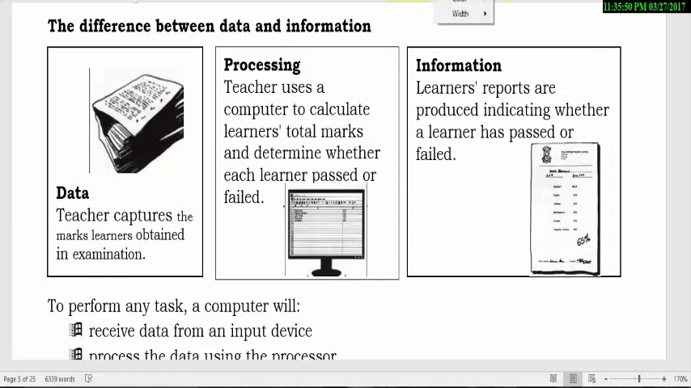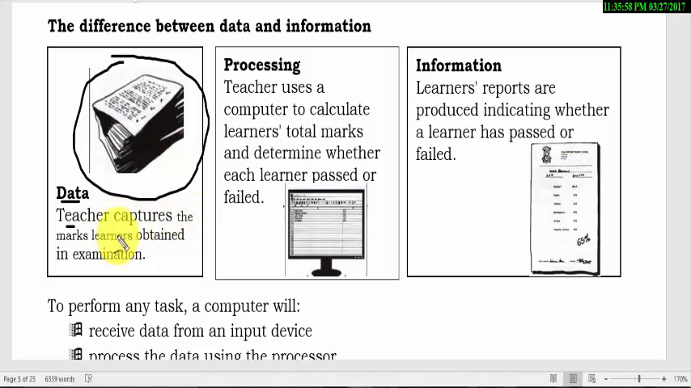Discussing the first picture, it says the teacher captures the marks learners obtain in an examination. This picture shows papers where pupils were writing their test or examination. The teacher collects these results. The teacher wants to find the total marks the pupils got in the test or examination which the teacher gave.